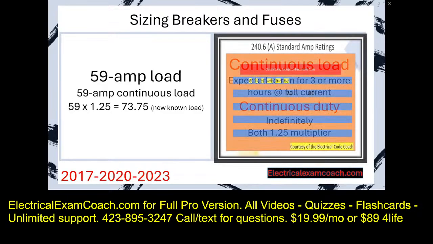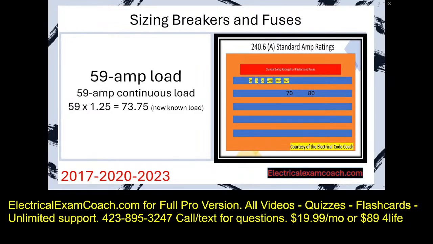How we would do that is head to table 240.6(A). We're going to look at the next standard size. So we're above 70 and it jumps to 80, and we would put this on an 80 amp overcurrent protective device.